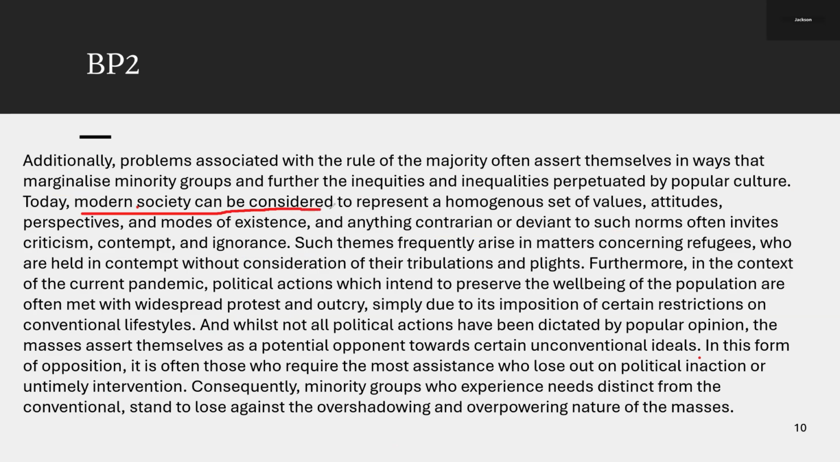Modern society can be considered to represent a homogeneous set of values, attitudes, perspectives, and modes of existence. The biggest issue really is this word here, homogeneous. It's carrying a bit too much. It's doing a lot of heavy lifting in the wrong way, because Australian modern society is not homogeneous, or any society is not the most homogeneous, really. I guess what I meant to say is that this should be heterogeneous instead of homogeneous. So that's really an oversimplification by including that word here.